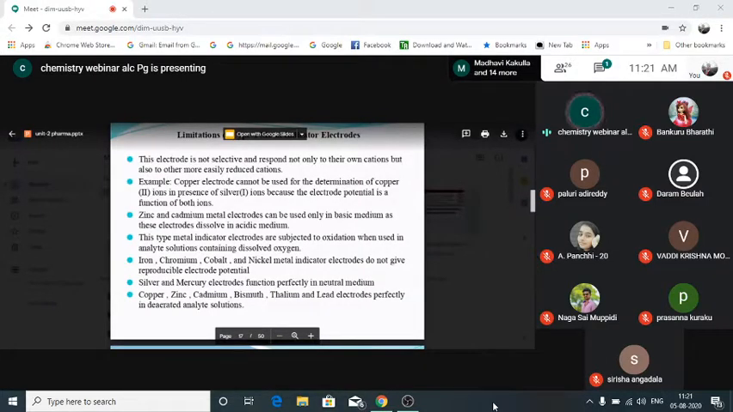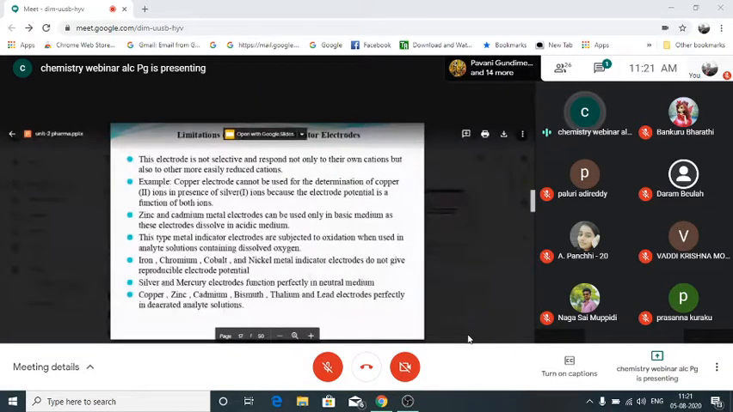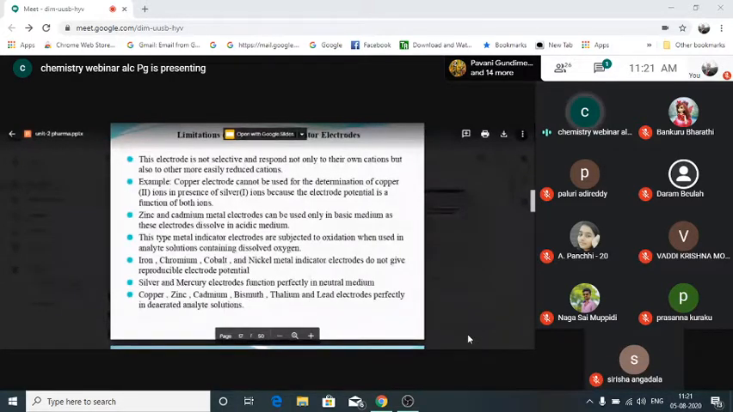Is it okay? Then the copper, zinc, cadmium, bismuth, thallium, and lead indicator electrodes work perfectly in a deaerated analyte solution. Deaerated means what? The analyte solution in which oxygen is completely removed. So if oxygen is present in the given analyte solution, the indicator electrodes may undergo oxidation, and under that condition they will not give you reliable potential values, and you will not be able to find out the concentration of the ions present in the given analyte solution.